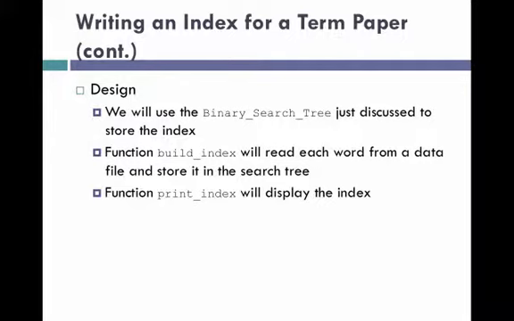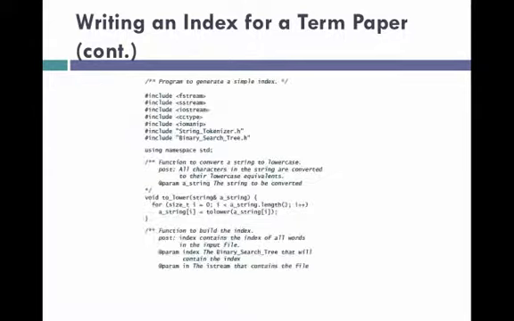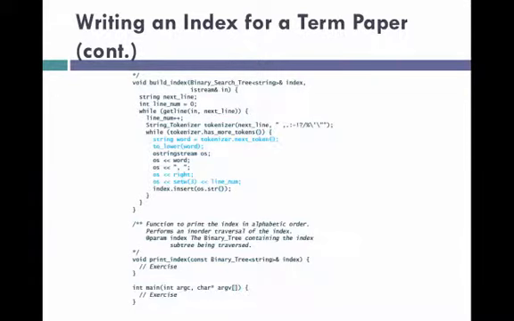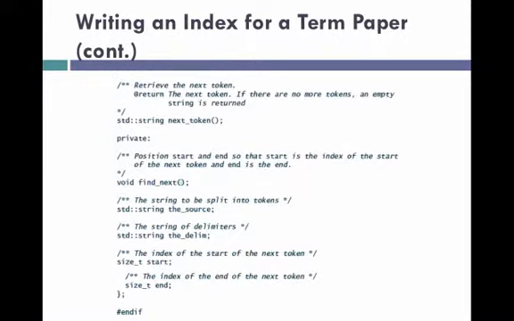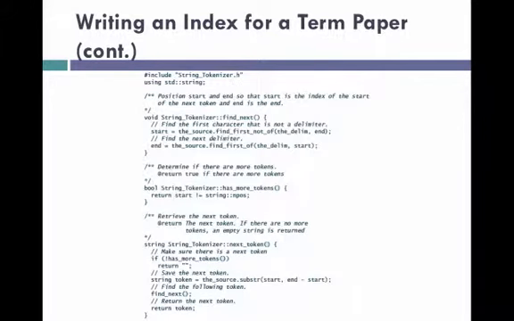There's some code in your book that gives a program for writing an index for a term paper. You should go study this on your own and see that you understand this code. I'm not going to walk through it for you here in the Slidecast. But here's a program to generate a simple index, and it tokenizes all the words and moves them to lowercase. Here's the string tokenizer class. So go into your book, or you can pause the Slidecast and study this code, and bring your questions to class about how it works.